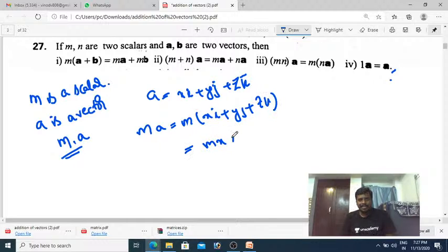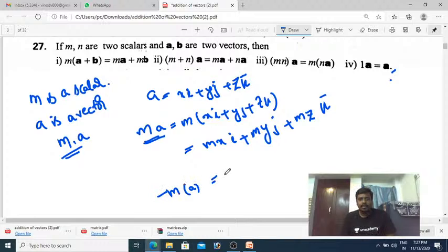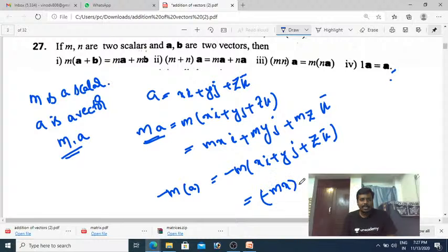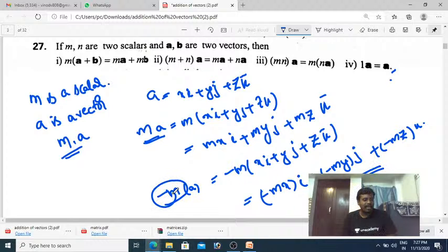Now this is mxi plus myj plus mzk. This is mA. This is scalar multiplication. That's it. Now suppose m is negative, minus m of A is minus m into xi plus yj plus zk. This is a multiplication of a vector with a scalar. Minus m into x into i plus minus m into y into j plus minus m into z into k. This is also negative scalar multiplication.